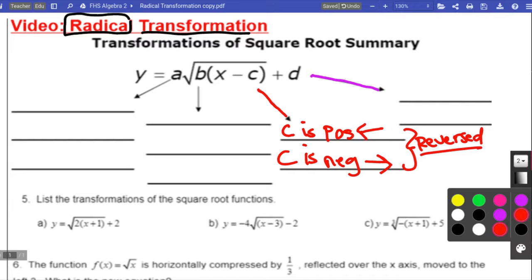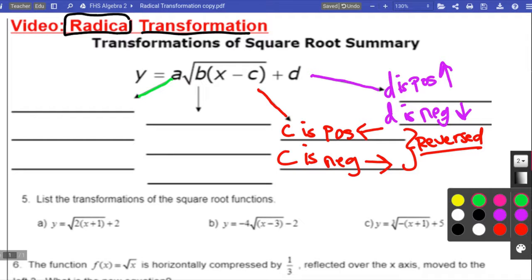All right, so let's talk about D. D is just nothing reverse. It's simple and straightforward. When it's positive, it goes all the way up. When it's negative, then it goes all the way down. All right, so D, nothing has happened, right? Basic stuff. I'm going to skip B. I'm going to come back to B, I promise. I'm just going to go straight to A.